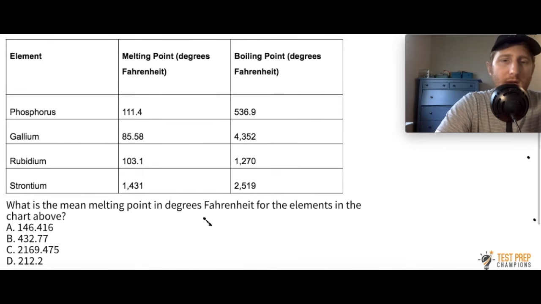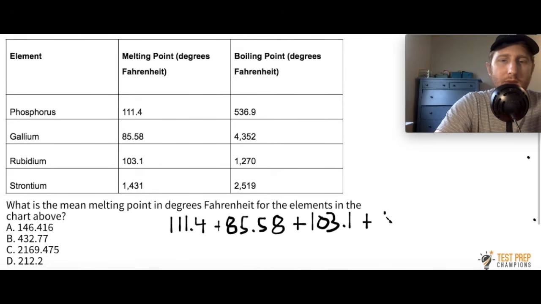Okay, so to calculate the mean, I'm going to take 111.4, and I'm going to add 85.58. Then I'm going to add 103.1. Then I'm going to add 1,431.